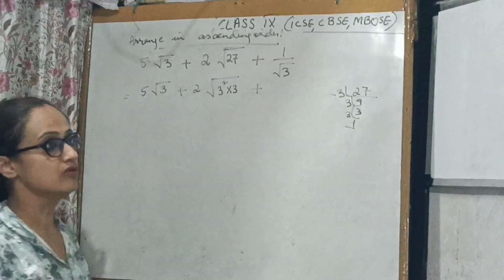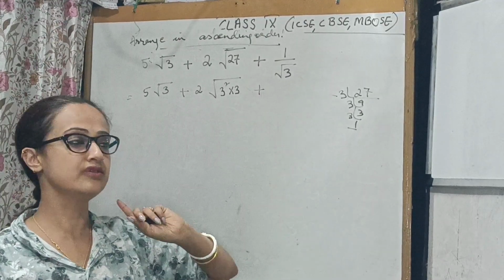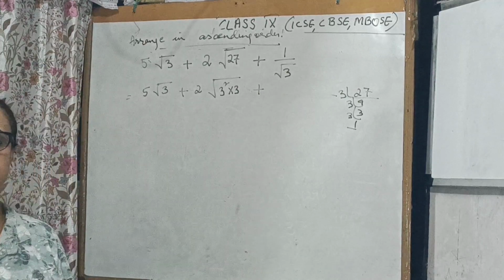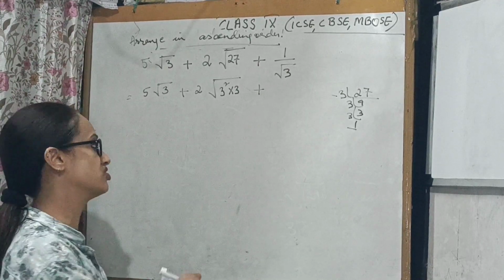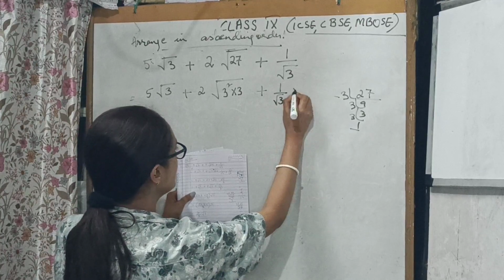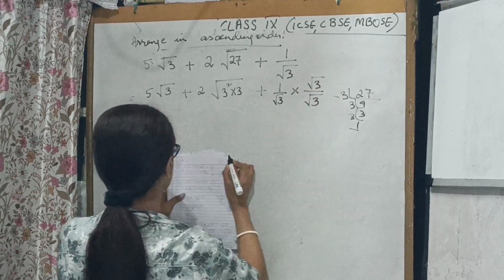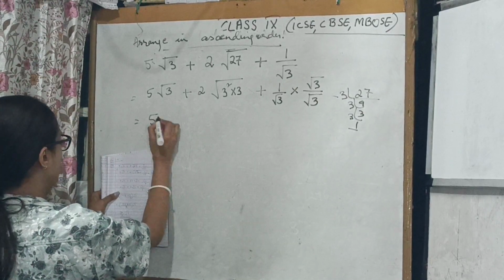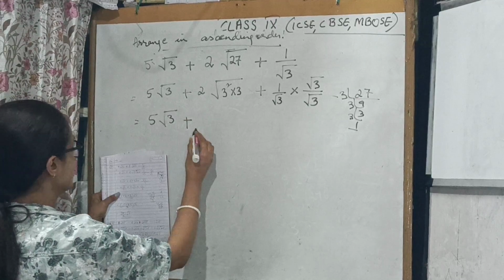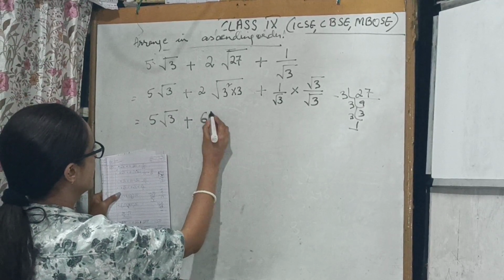And what did we do when we had a radical or a root number in the denominator? We rationalized. So we will do the same here. 1 by root 3 into root 3 below, root 3 above. 5 into square root of 3 plus, this 3 came outside, so it becomes 2 3s are 6.